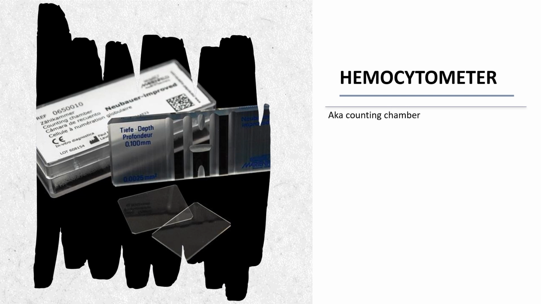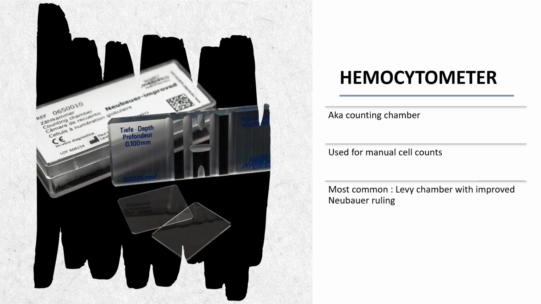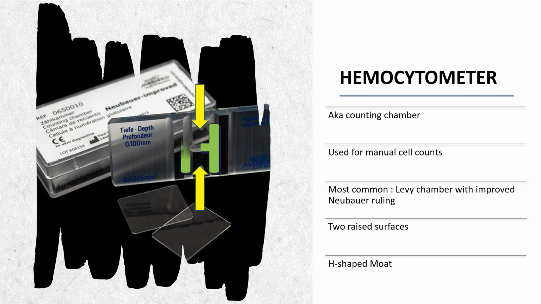The first and most important equipment used in hemocytometry is the hemocytometer, which is also known as the counting chamber. Manual cell counts are performed using a hemocytometer. The most common one is the Levy chamber with improved Neubauer ruling. It is composed of two raised surfaces, and these surfaces are separated by an H-shaped moat or depression.